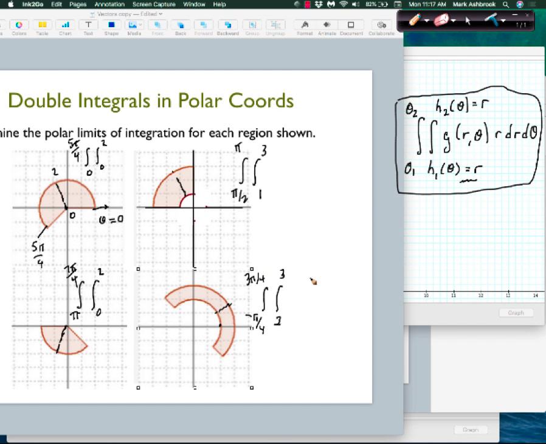Okay, questions on those? Do they make sense? Coming up with these regions. Anybody have a question? All right, so let's look at an actual problem now.